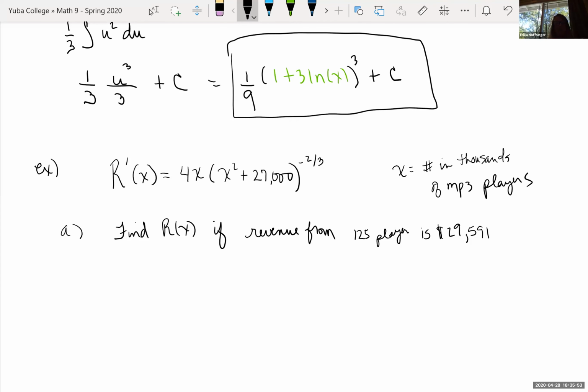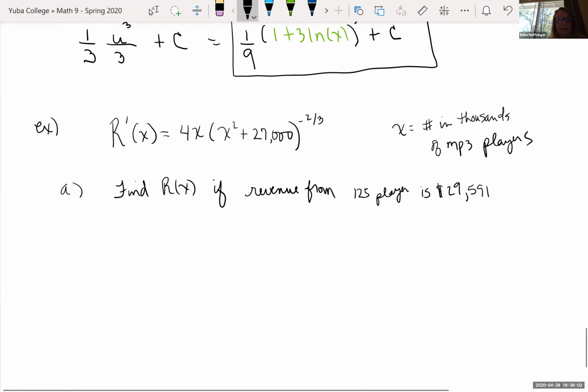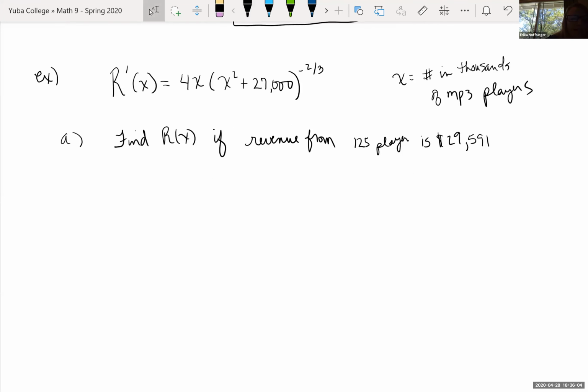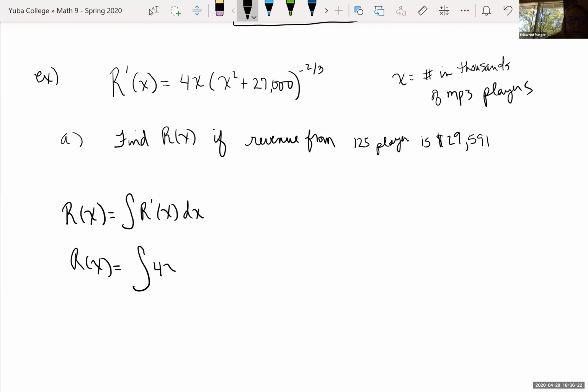That bit of information is going to help us figure out what that C value is when we take the antiderivative. We first want to take the antiderivative of this so we can find out what R of x is. R of x is equal to the antiderivative of R prime of x dx, so the antiderivative of 4x times (x squared plus 27,000) raised to the negative 2/3 power dx.